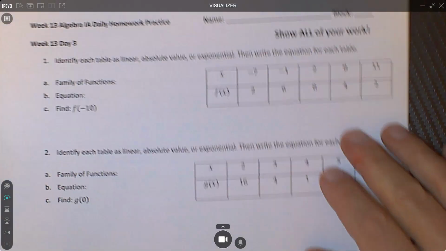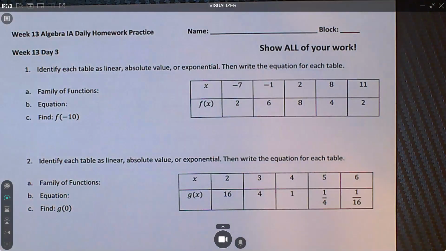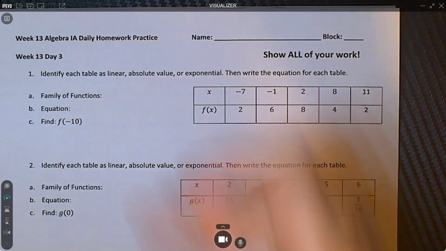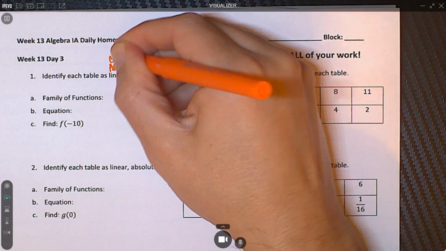Okay, each day this week, it's exponential. Exponential is like, you got to focus on the y's. 2 times 3 is 6. 6 times 3 is not 8. So, again, linear, AROC, constant.